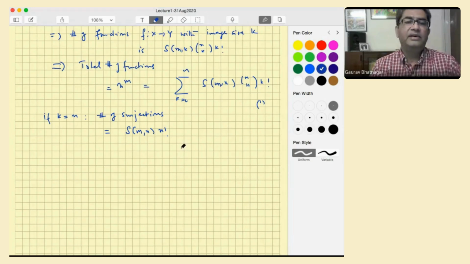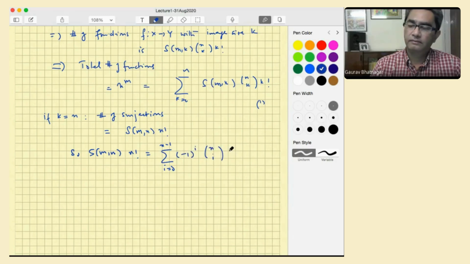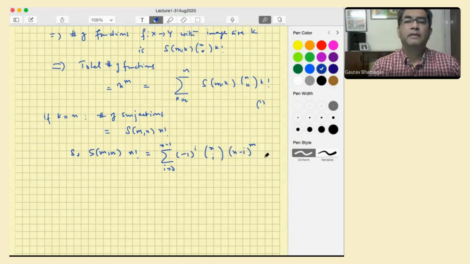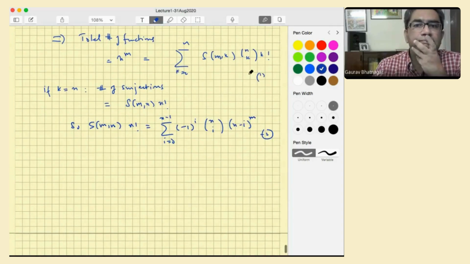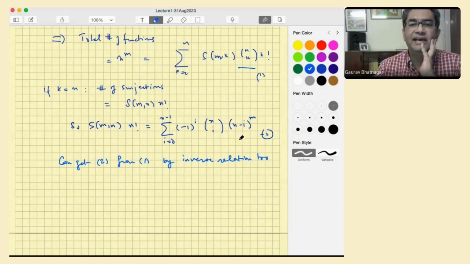Okay, so what does this give us? This gives us S(m,n) n factorial, which should be equal to what we got earlier. Now, if you recall, this is some sequence a_k times n choose k, k going from 0 to n. So you can get 2 from 1 by matrix inversion. There's an extra sign, and you have to replace I by n minus I, and then you will get it.